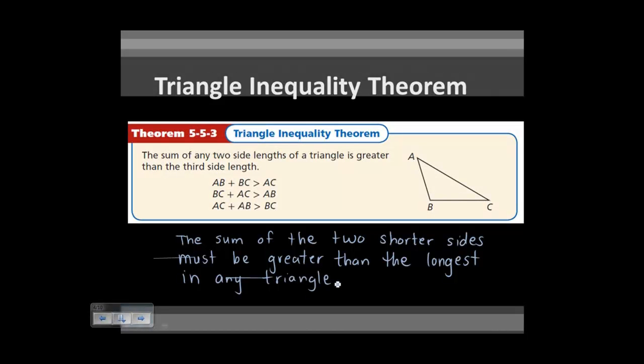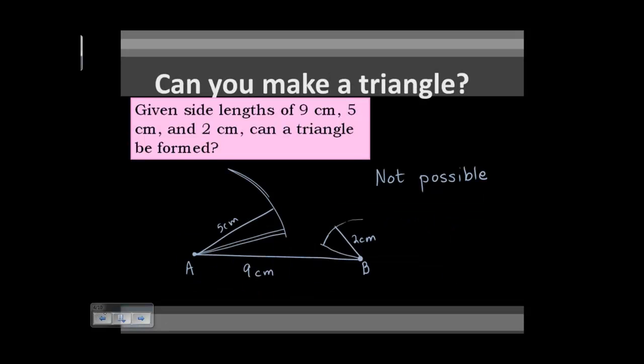Okay, the sum of the two shorter sides must be greater than the longer side in any triangle. I don't like those little stray marks. They drive me nuts. Okay, so there we go. So let's go back and see why it didn't work on the other slide.